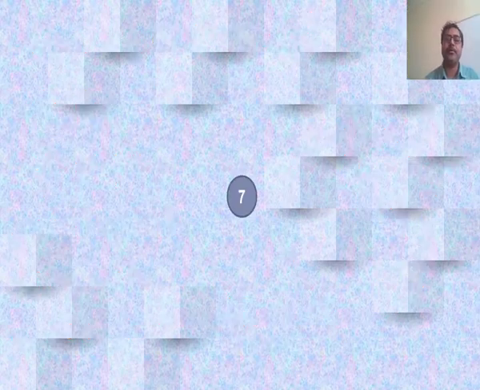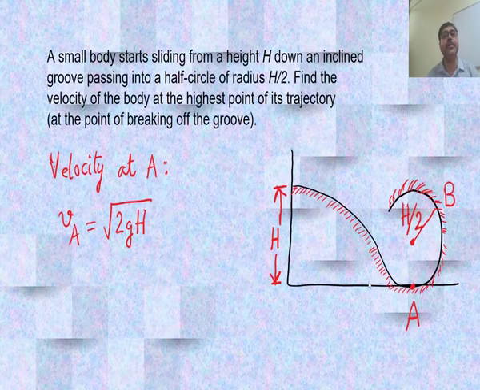Now we are going to talk about our problem number 7. In this problem, what will you do? We will have a small body. It is also coming down from the top. And then what happens? It reaches a point O and then makes a circle. But while moving, there is a point B where the particle leaves the circle surface. We want to know where it will happen.